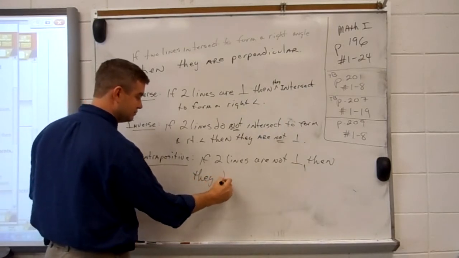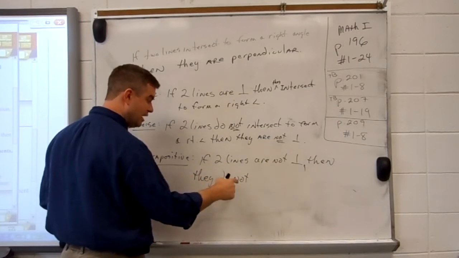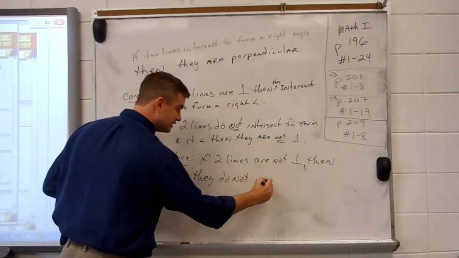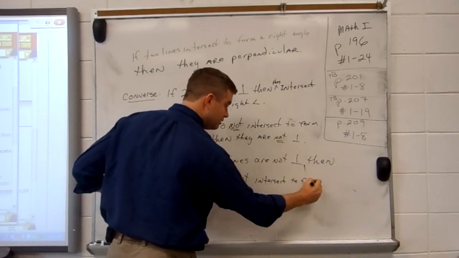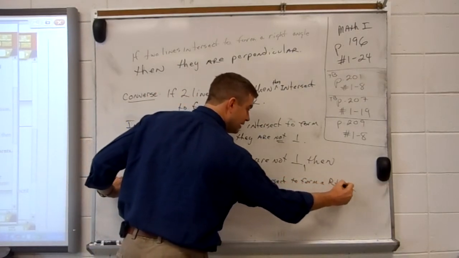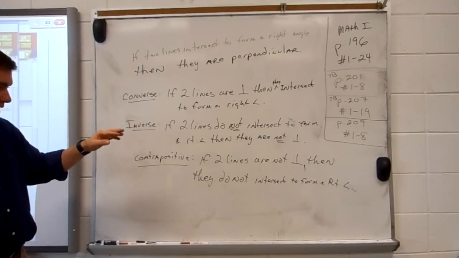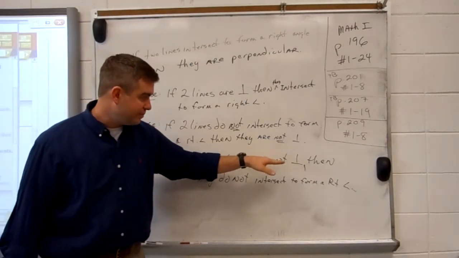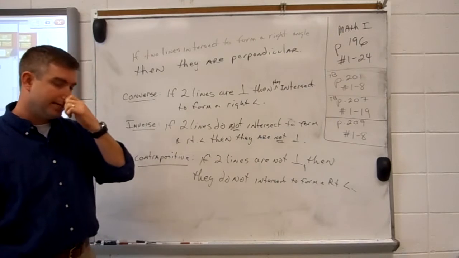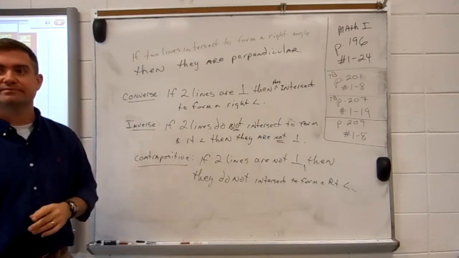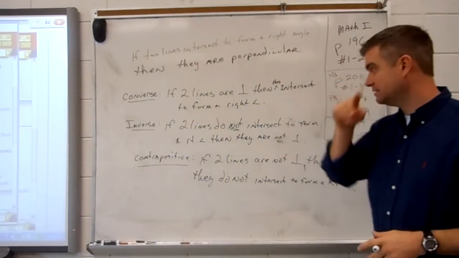Perfect. Could you put will? All right, hold on. I'll answer your question in just a second. Then they do not intersect to form a right angle. All right, what was your question? Could you put will not intersect to form a right angle? If two lines are not perpendicular, then they will not intersect to form a right angle. Yeah, you could. That would be fine. Okay, good question. Anybody else have a question? Any questions?